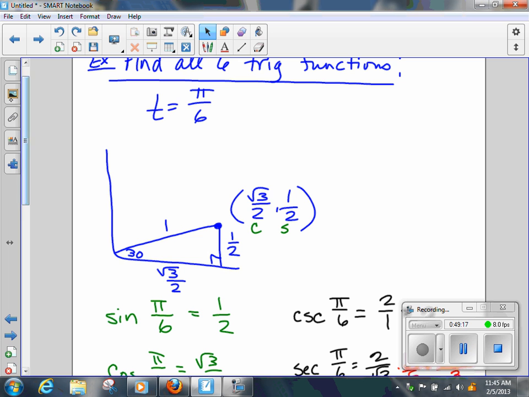I said I wanted you to find all 6 trig ratios of the angle pi over 6. Did we have to graph it? No, you didn't have to. You ought to already know that the terminal point for pi over 6 is root 3 over 2, 1/2. Do you agree with that? So you don't have to do this, but a time is going to come tomorrow when you're going to have to draw a triangle, okay? And it may not look like this, but we're going to use this triangle.